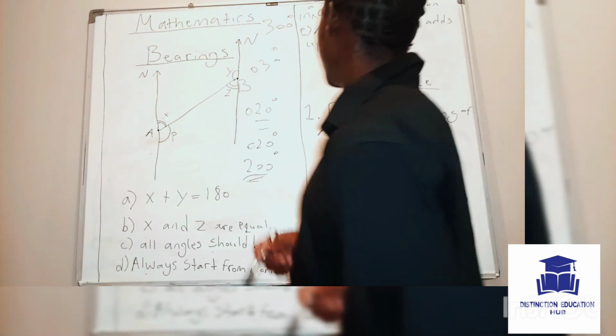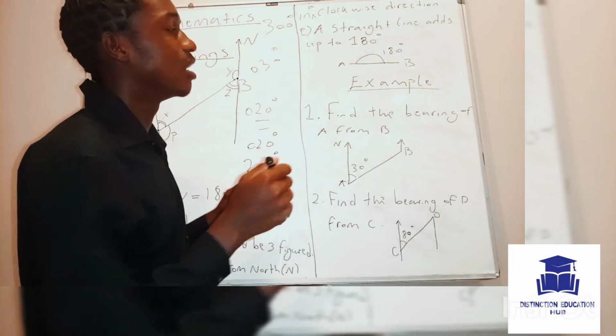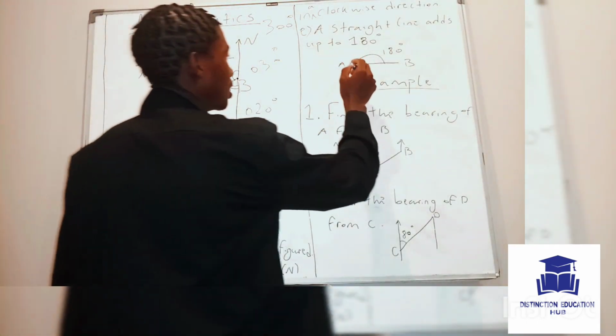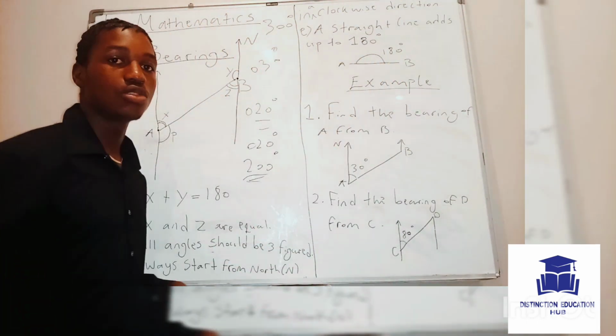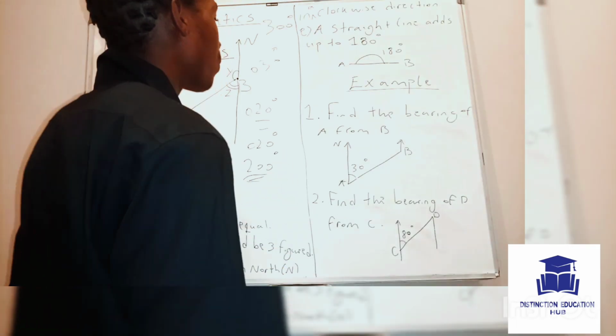Then last but not the least, a straight line adds up to 180. You have A here and B here. So this line is equal to 180. So remember that any straight line is equal to 180.